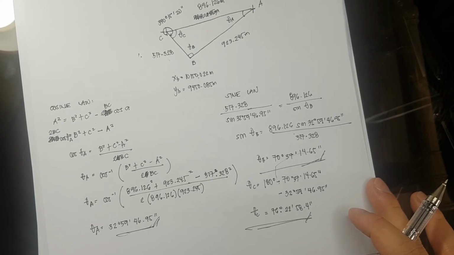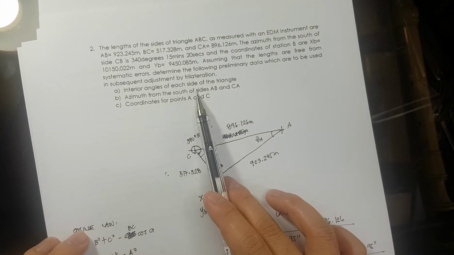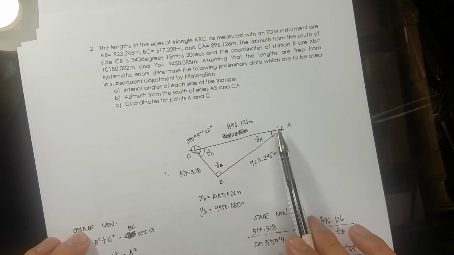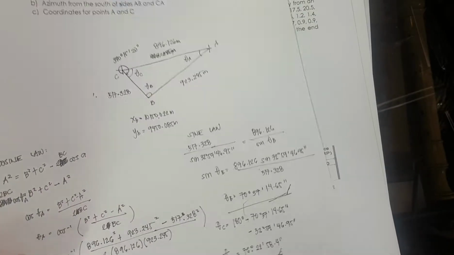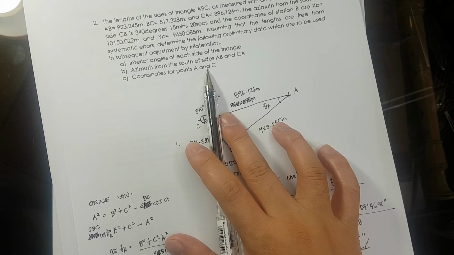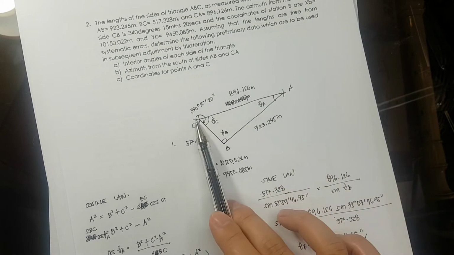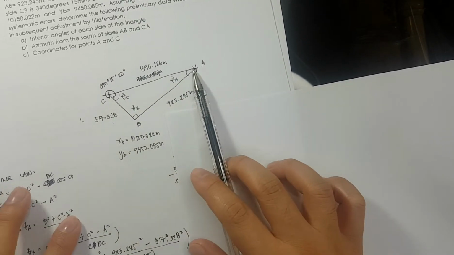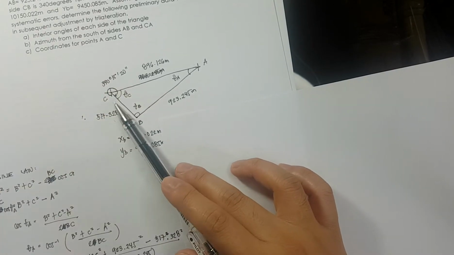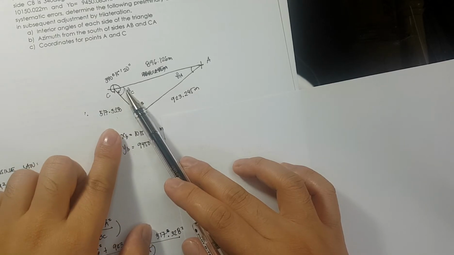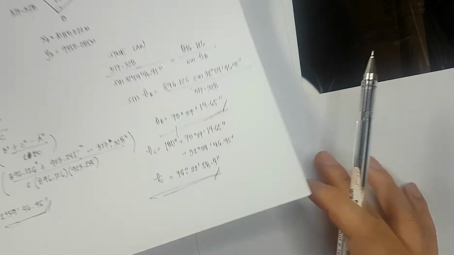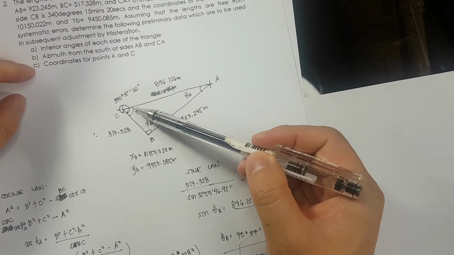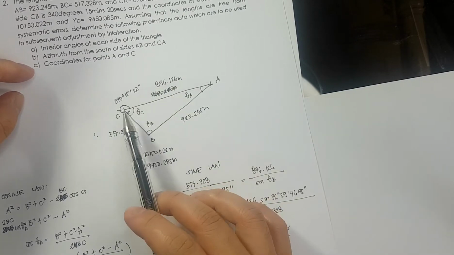Next would be determine the azimuth. Okay, determine the azimuth from the south of sides AB and side CA. So A to B, C to A. So yeah. Okay, so let's solve for the azimuth from the south of sides AB and C to A. Okay, please do not be confused with the orientation. So here we have C to A and we have A to B. So the interior angle of theta C is equivalent to 76 degrees, 22 minutes, and 58.4 seconds. Now, if we're going to subtract the theta C, it will already give us the azimuth for C to A.